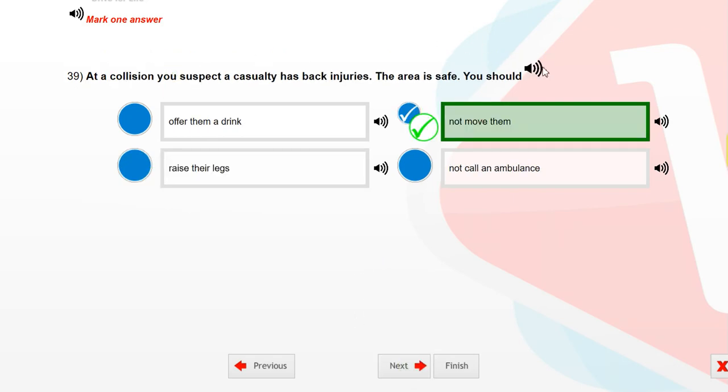At a collision, you suspect a casualty has back injuries. The area is safe. You should not move them.